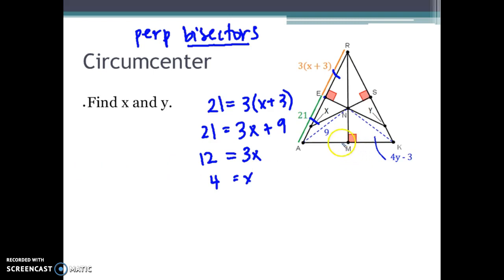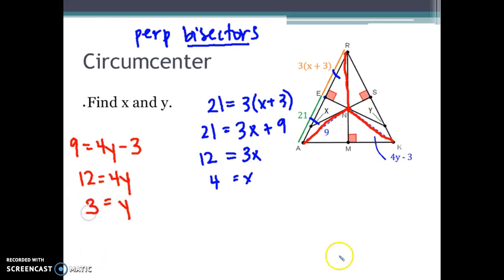To find y, we've got this 4y minus 3 that's coming from the circumcenter to K. So that distance has to be the same as from K or N to R and N to A. Well, I know N to A is 9. So that means 9 is the same as 4y minus 3. Add the 3 over, so I get 12 equals 4y. Divide by 4, and we get y equals 3.